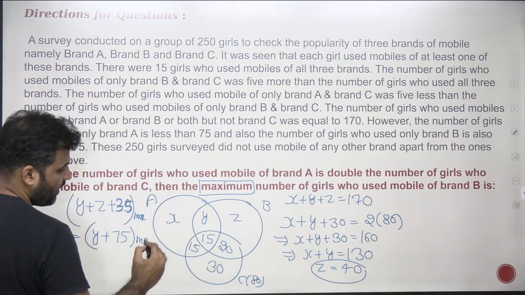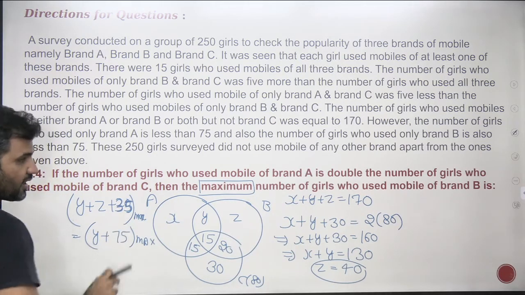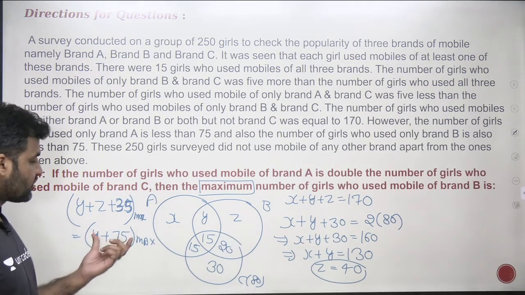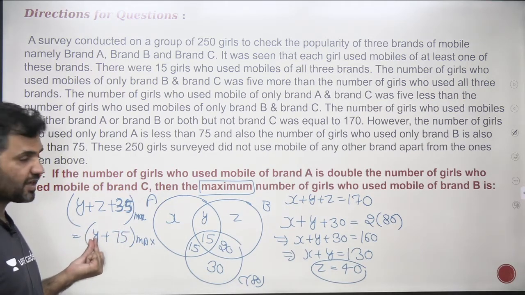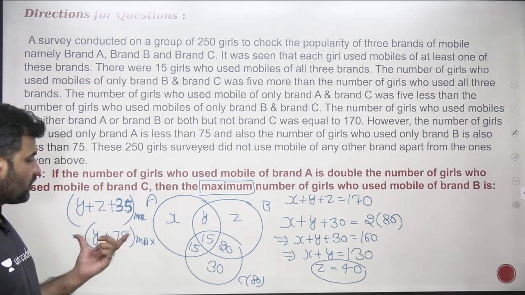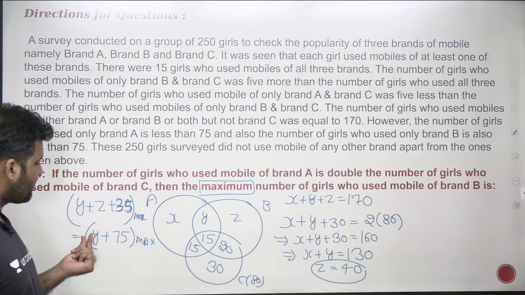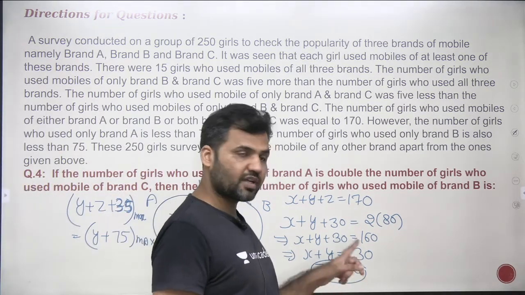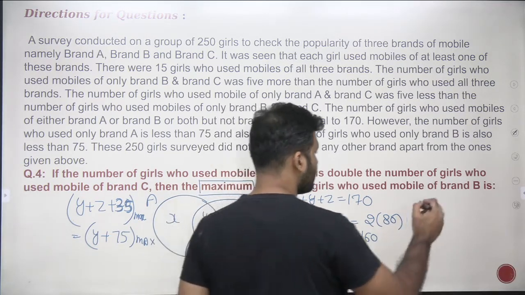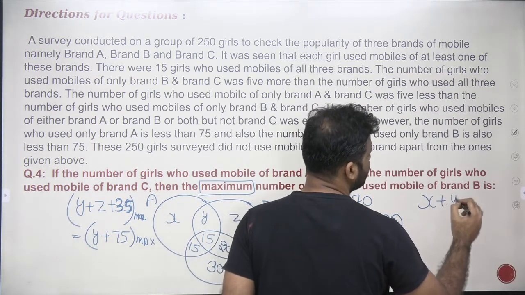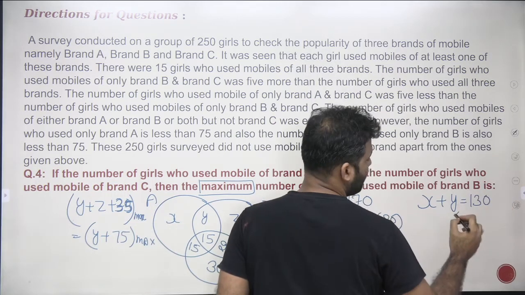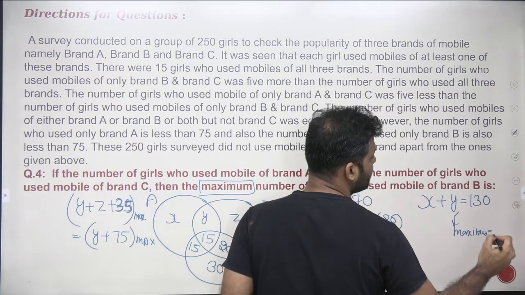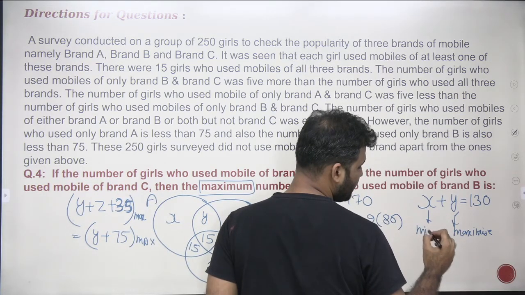Now, if I want to find out the maximum possible value of this bracket, you see that this bracket is dependent on the variable y now. This will get maximized when y will get maximized. So therefore, if I want to maximize the value, I need to maximize the value of y. And y, you see that we have one equation in terms of x and y, and that value is x plus y is equal to 130. I want to maximize y. If I want to maximize y, I need to minimize x. I need to minimize this value.